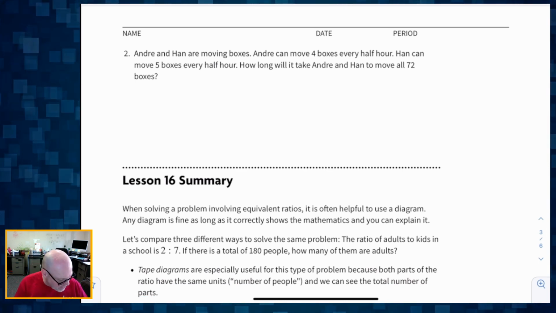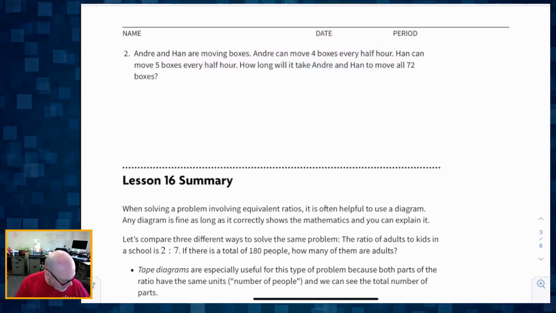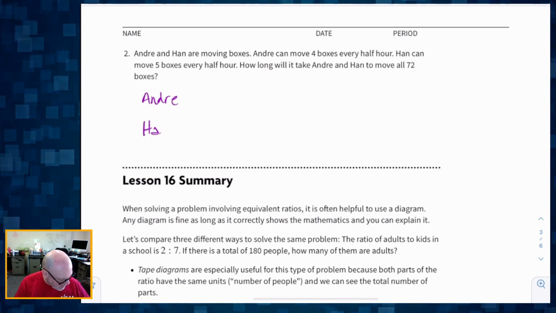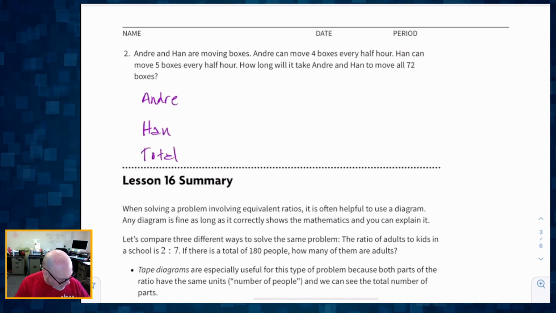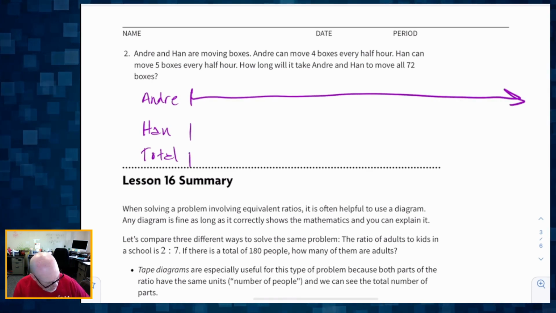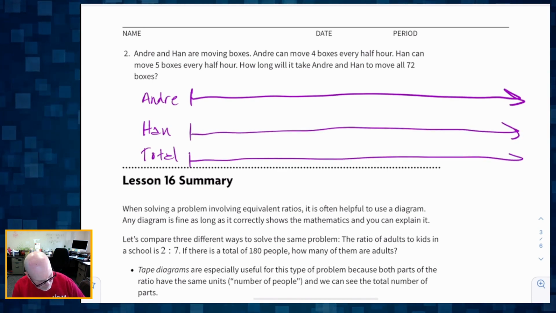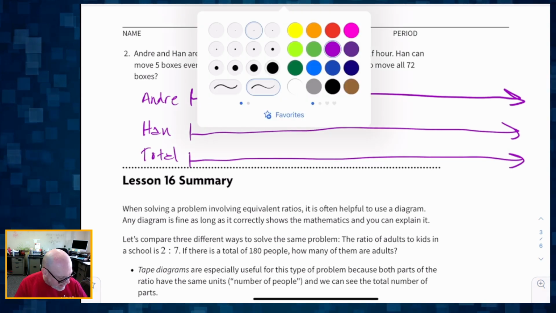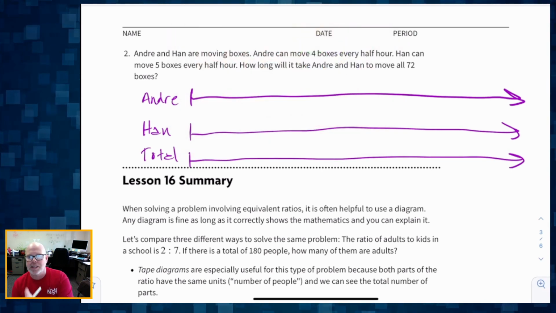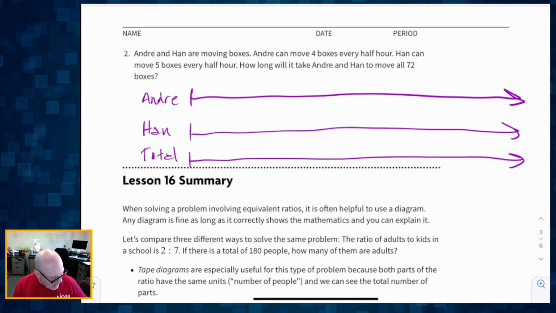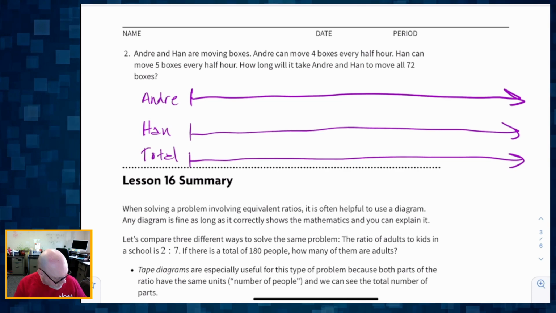All right, and we'll make it a triple tape diagram. So we've got Andre. Did I say tape diagram? I meant triple number line. Andre, Han, and total. All right, and so I'm going to make our triple number line like this. And I can see that in a half hour, so each notch is going to represent a half hour, let's say. And I can say, well, no, let's do an hour. We could do it in an hour.